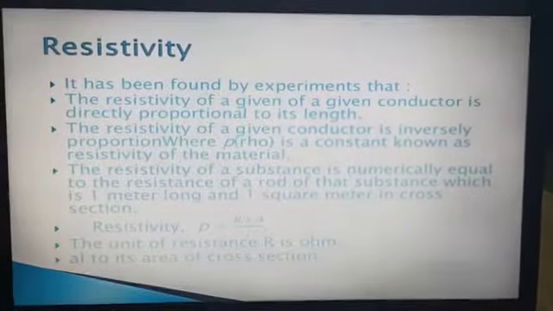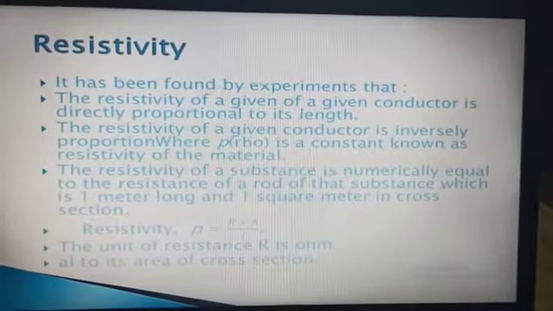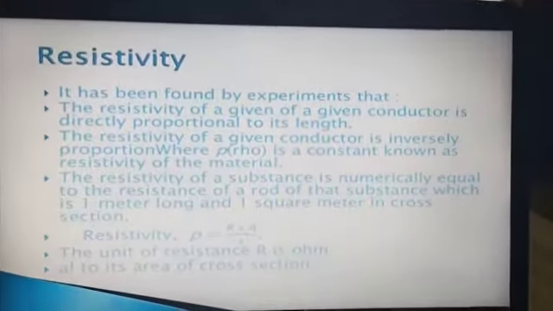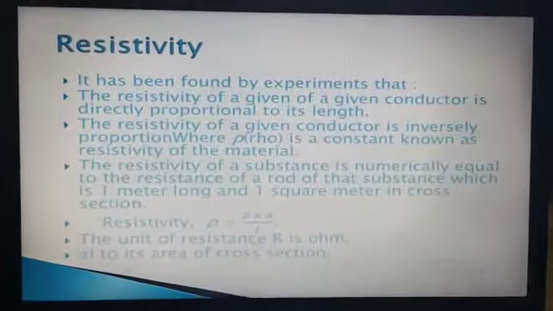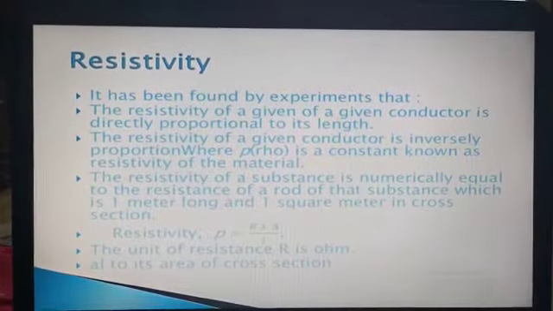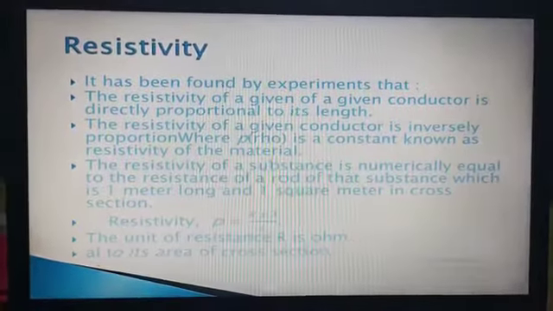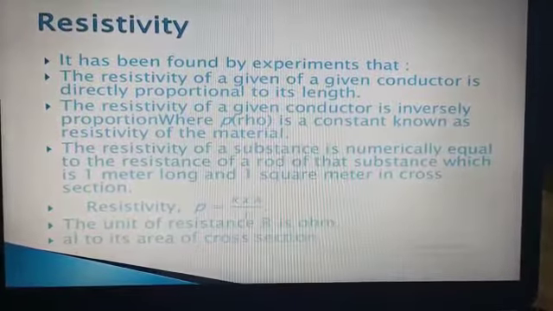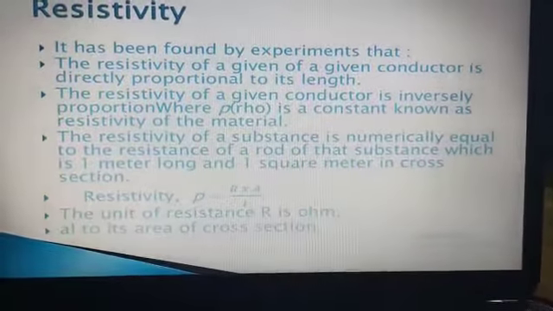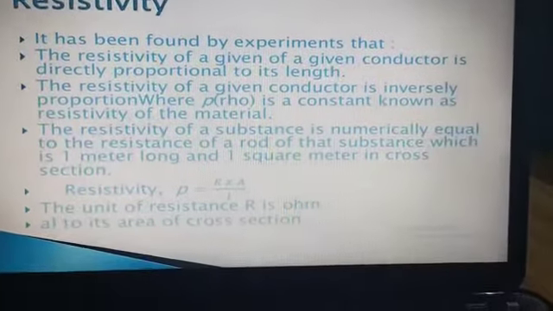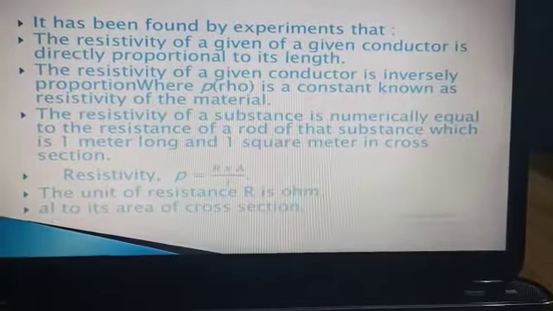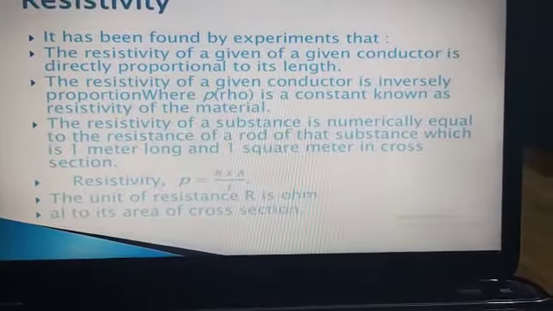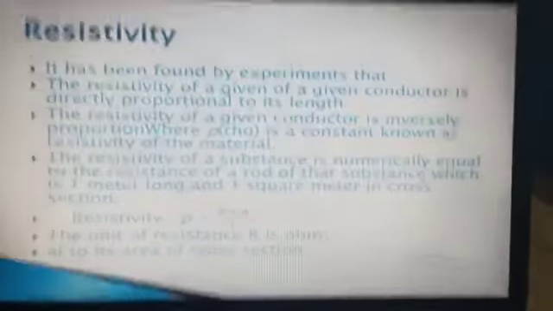Now let us learn more about resistivity. I already told you that resistivity is also called specific resistance of a material. So the resistivity of a given conductor is directly proportional to its length. It is inversely proportional to the area of cross section, where rho is a constant called the resistivity of the material. Rho is equal to R into A by L. The unit of resistance R is ohm and the area of cross section is A.